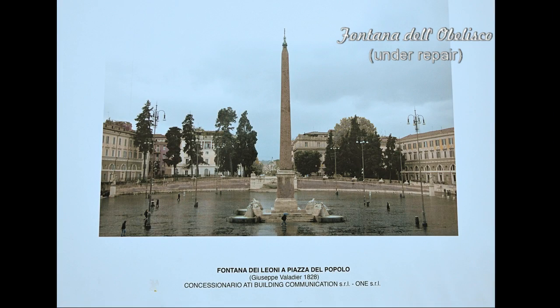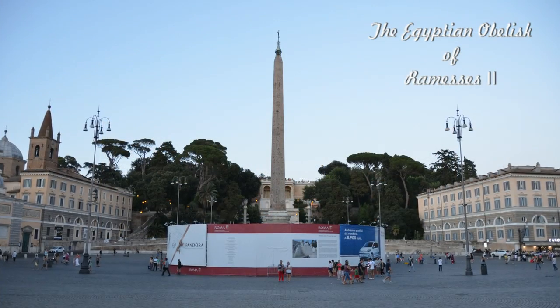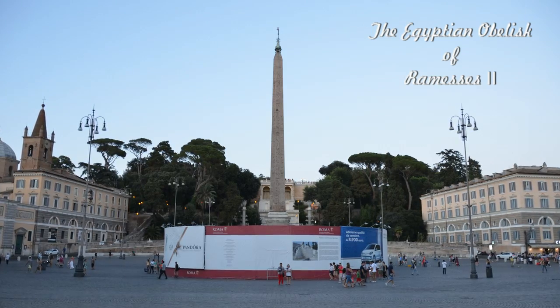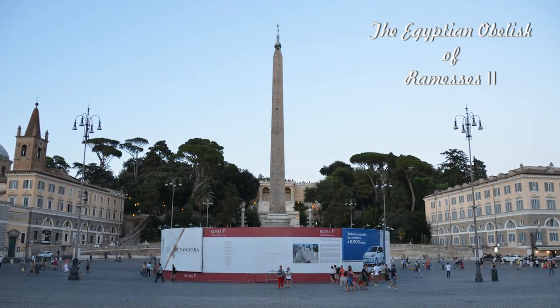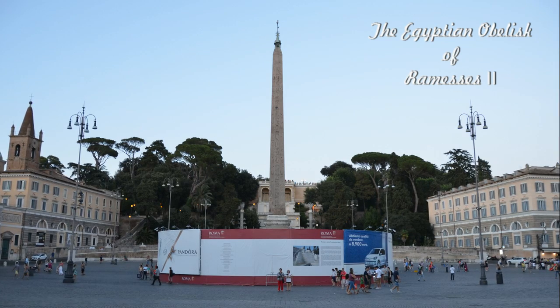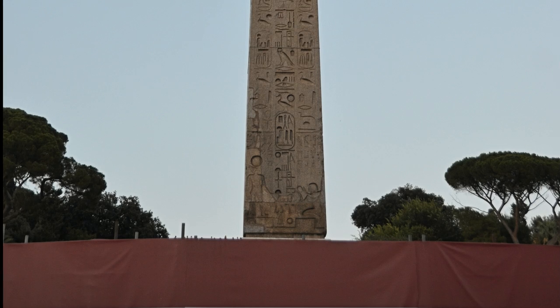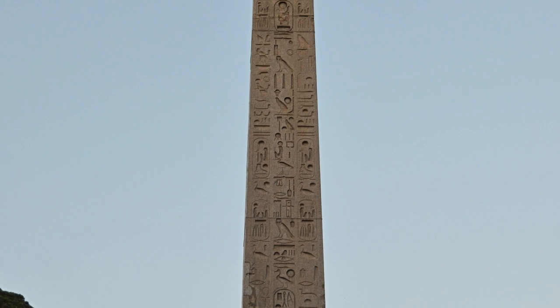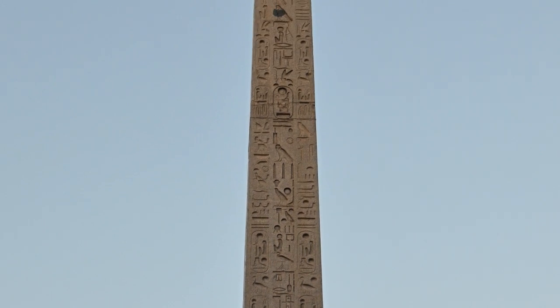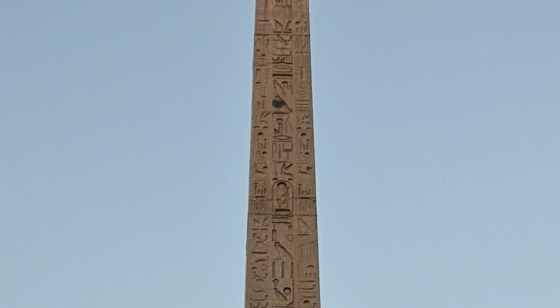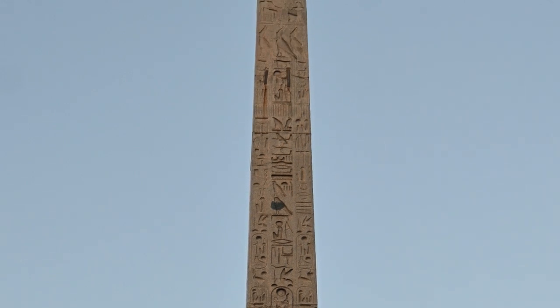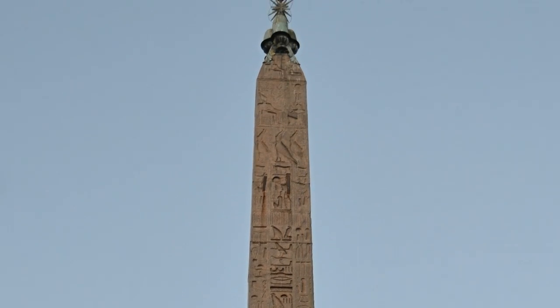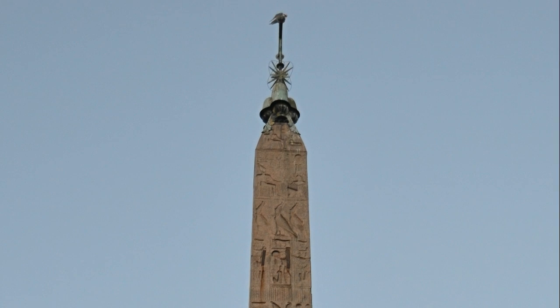Unfortunately, the Fontana dell'Obelisco was under repair and blocked from view. In 1589, Pope Sixtus V had the Egyptian obelisk of Seti I moved from Circus Maximus to the center of the square. The 23.2-meter tall obelisk stood at the Sun Temple in Heliopolis. In 10 BC, the Roman Emperor Augustus had the obelisk transported all the way to Rome and erected at the Circus Maximus to commemorate the conquest of Egypt.